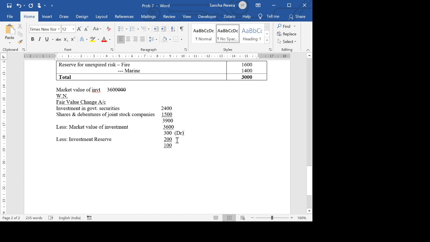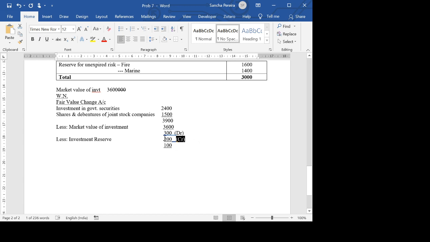Reserves are always credit balances. What are reserves? Basically, they are accumulated balances. If you see reserves and surplus, though we don't take this under reserves and surplus, we adjust it here. Reserves are always credit balances. It's like an accumulation of a fund.